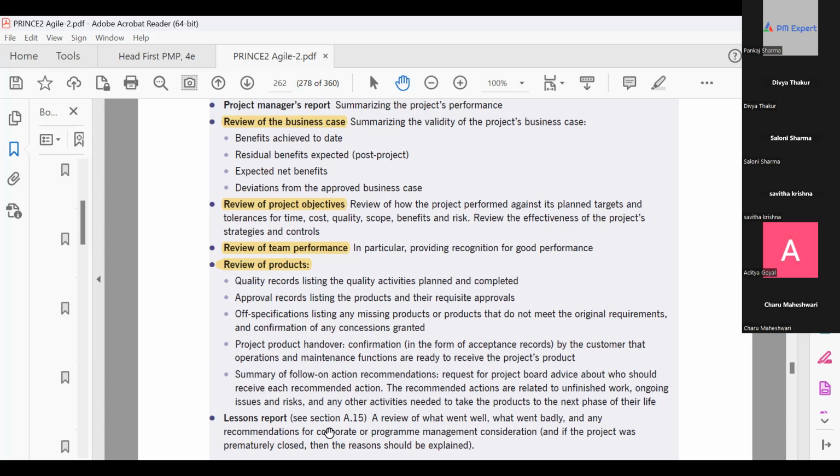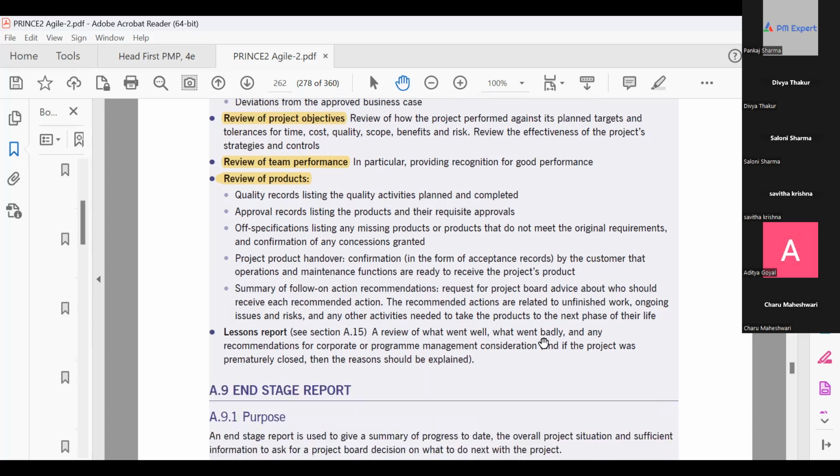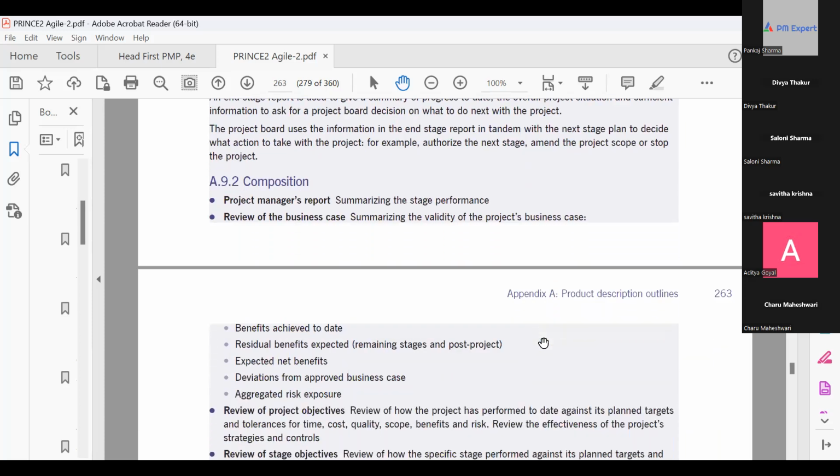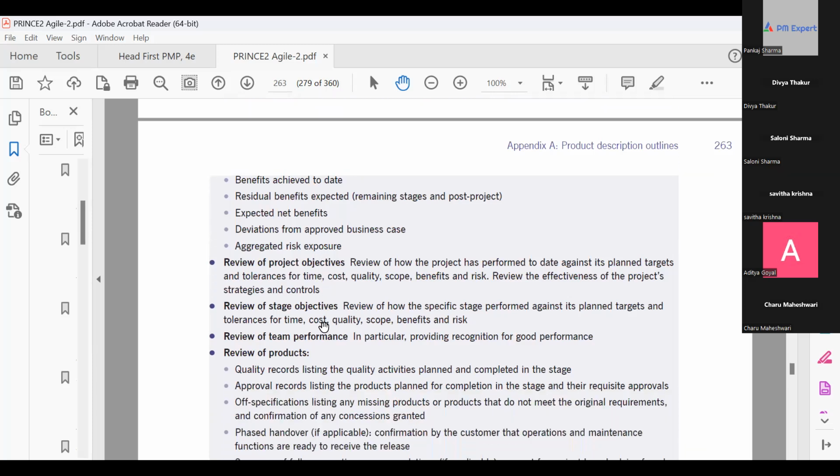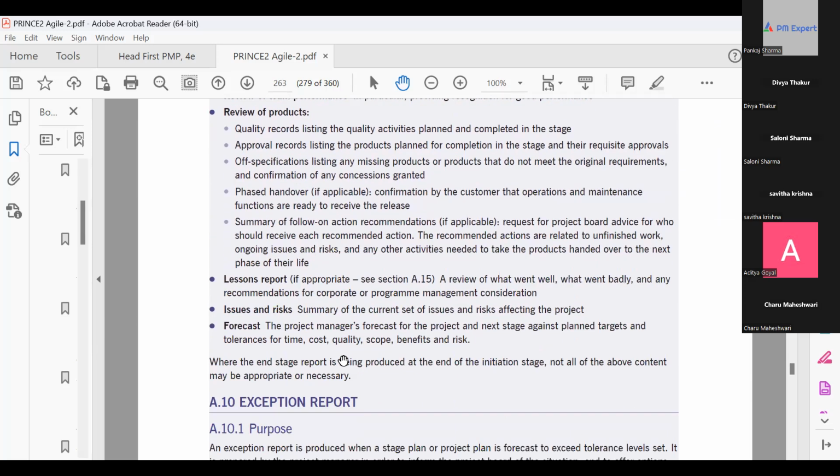So in the project phase closure report, you will see some additional stuff also. Most of the things are the same. For example, aggregated risk exposure, the total risk of the project, has been added here in the business case section. Apart from this, we not only have review of project objectives, we have review of stage objectives, team performance, product review, same. After the lessons report, since the project is not closed, we'll talk about issues and risk related to project and forecast. These two sections will be added.